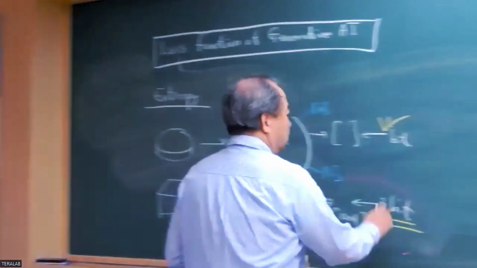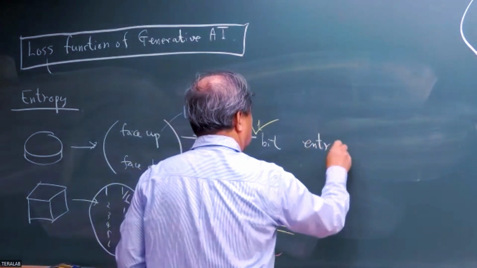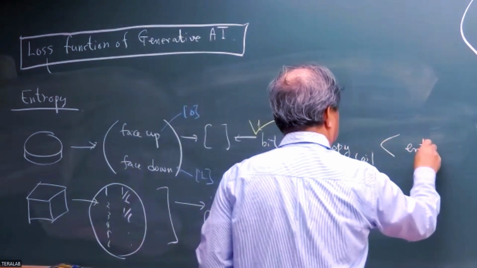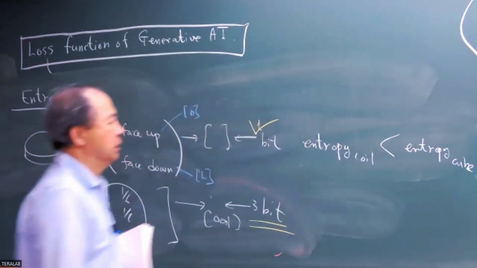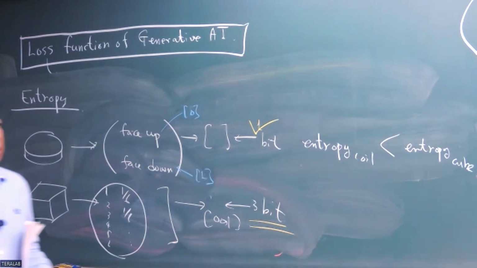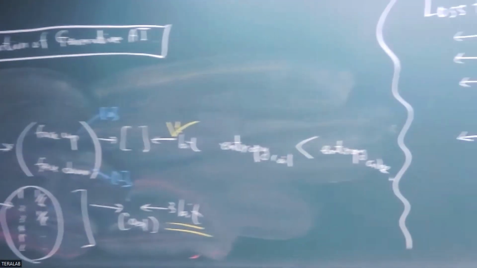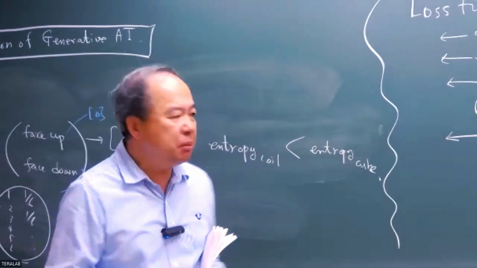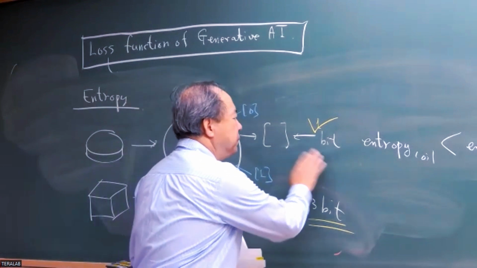So this is the entropy of this one, and the entropy of the cube. So some generative AI are using this entropy as a loss function. That means they want to have low bit information.